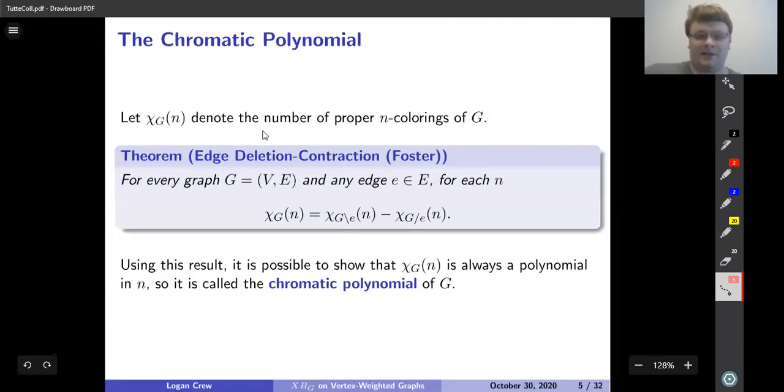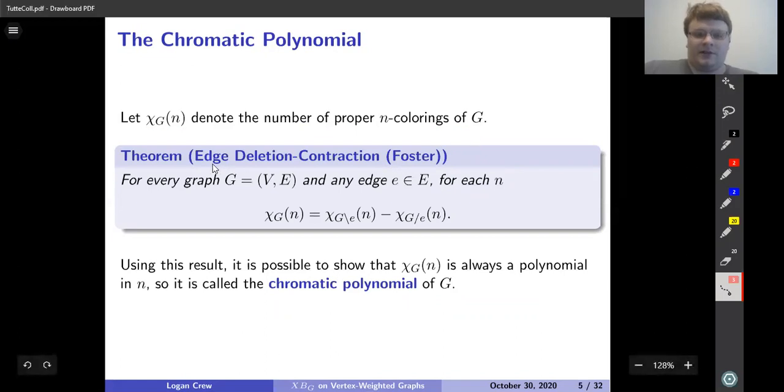Building into where we go into Tutte's work, we start with the chromatic polynomial, which was first introduced, I believe, in the 1920s by Birkhoff and popularized by then. So we define a polynomial in one variable, chi_G(n). We're going to let that denote the number of proper n-colorings of G. It is far from obvious at a glance that this is in fact a polynomial function.